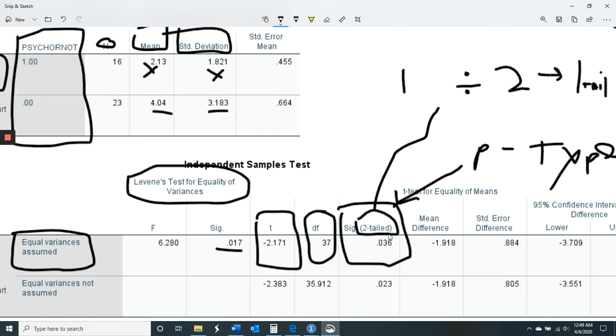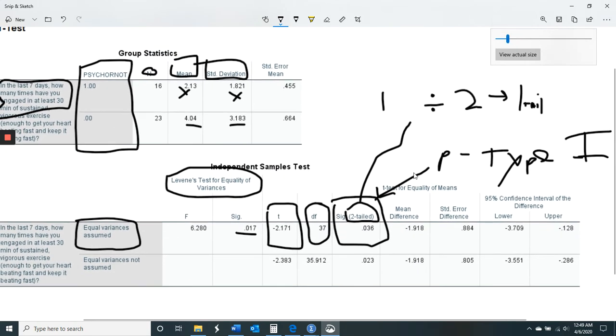So SPSS again gives you the two-tailed probability, but because we have one-tailed predictions, take this number and divide it by 2. So our actual significance here is 0.018, it looks like. So 0.018 is less than 0.05, so we reject the H0. Because what it's telling us is that we have only a 1.8% chance of making a type 1 error, and that's lower than the 5%, which we say we can live with.